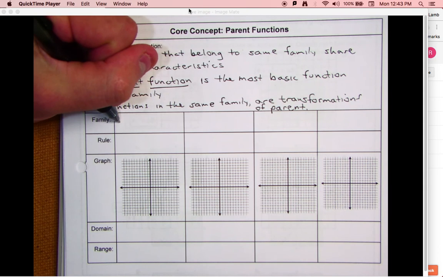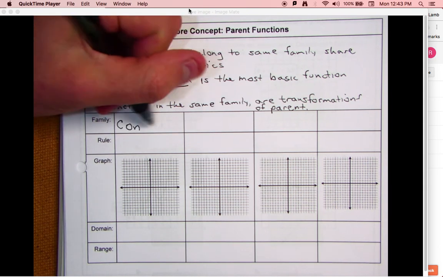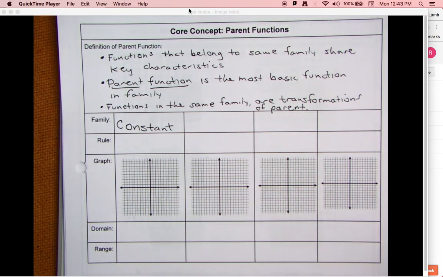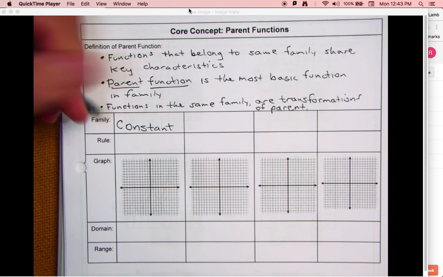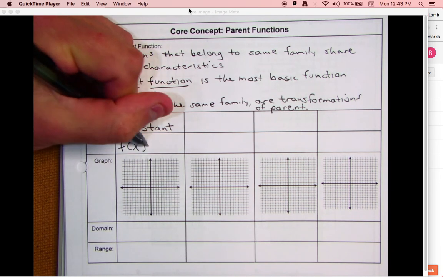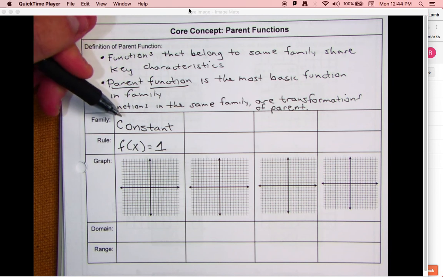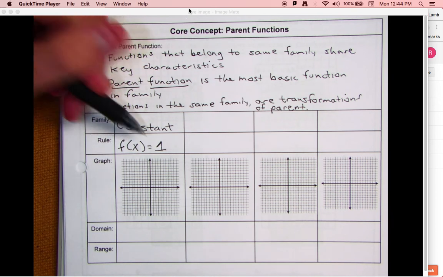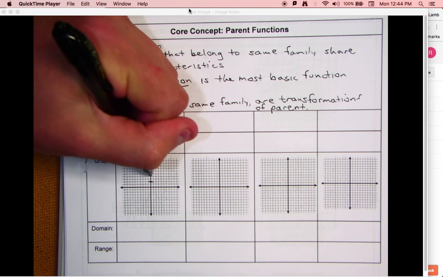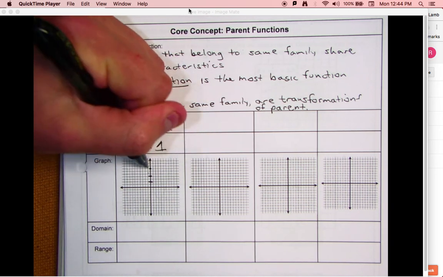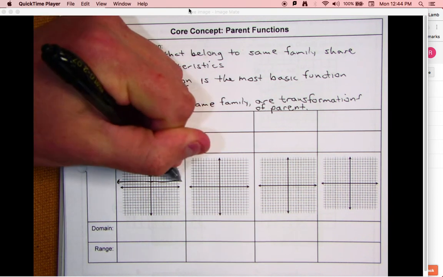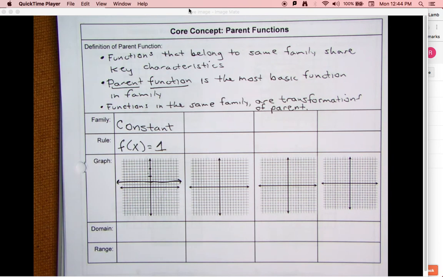The first family of functions is what we call the constant family. The parent function, or the parent rule, very simply, is f(x) = 1. Think about what a constant is. A constant is just a number. Now, what does this graph look like? Remember we talked about last video, f(x) is the same as y. So this really is y = 1 when we go to graph it. So if I make a few marks here, 1, 2, 3, y = 1 is that horizontal line. Constant functions are always horizontal lines.